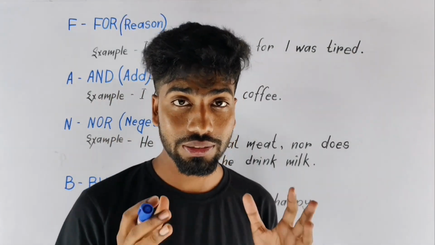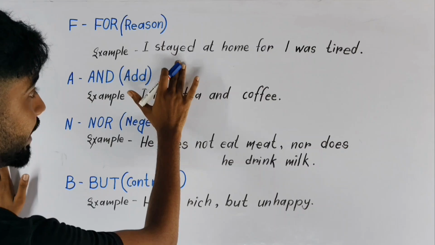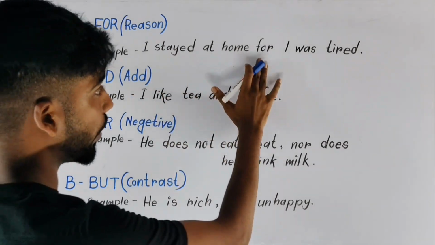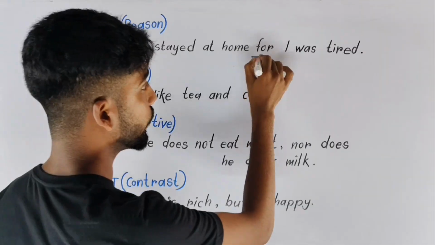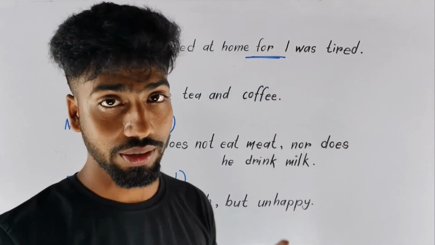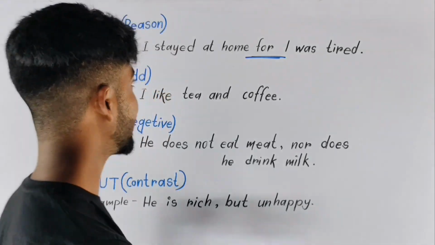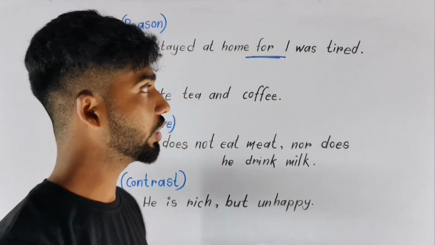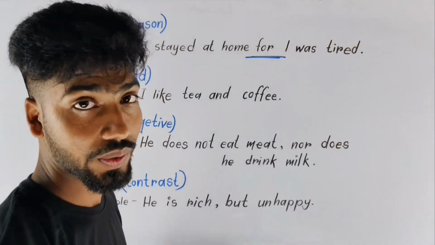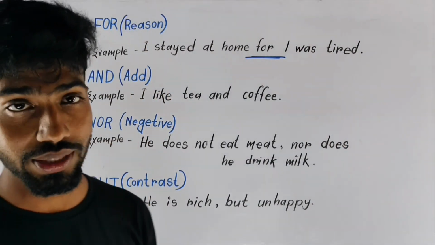Now, let's talk about the first conjunction, for. For example, I stayed at home, for I was tired. Here, for gives the reason. It means the same as because. I stayed at home. But why? Because I was tired. So remember that we use for to give reasons.